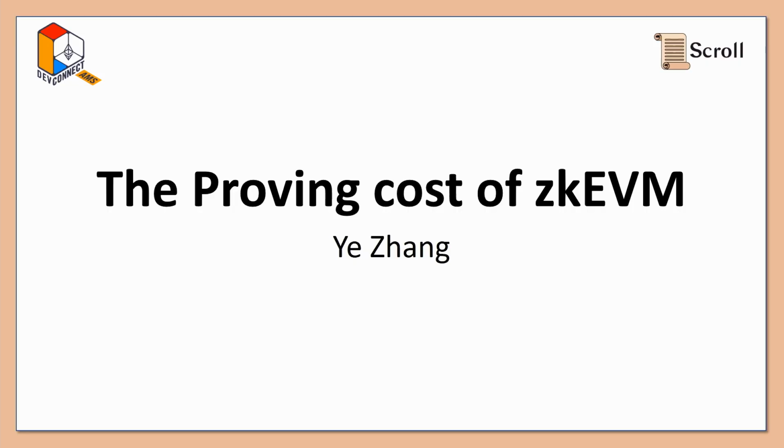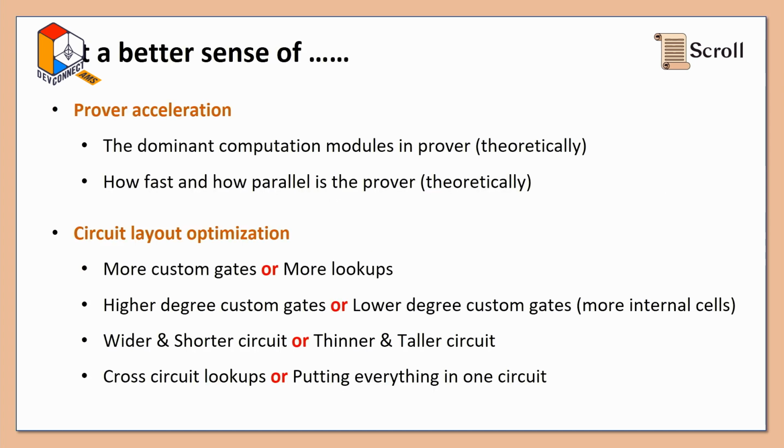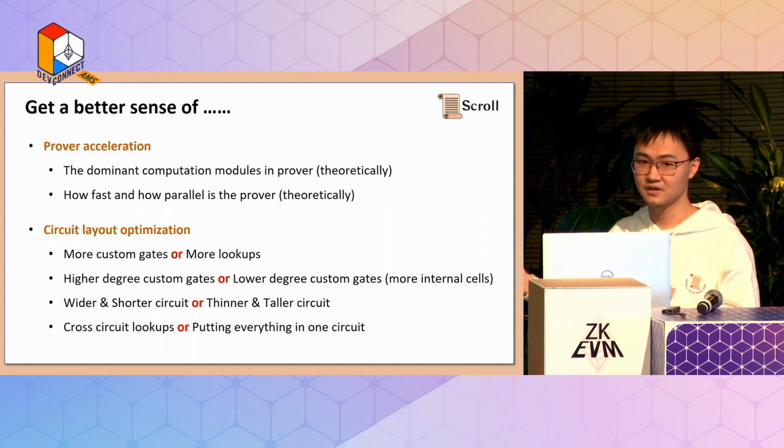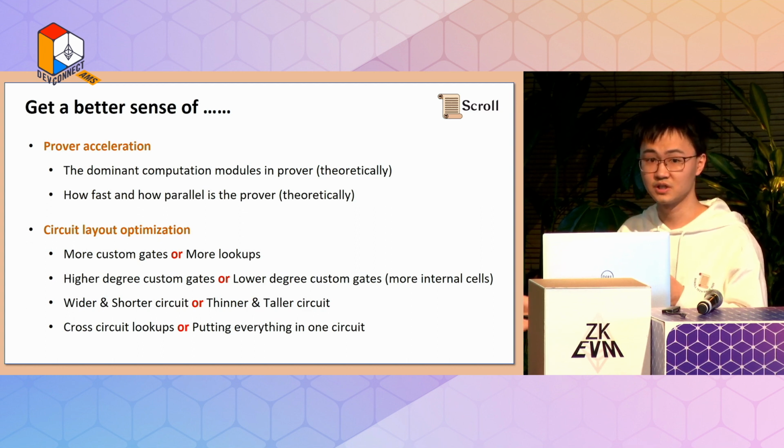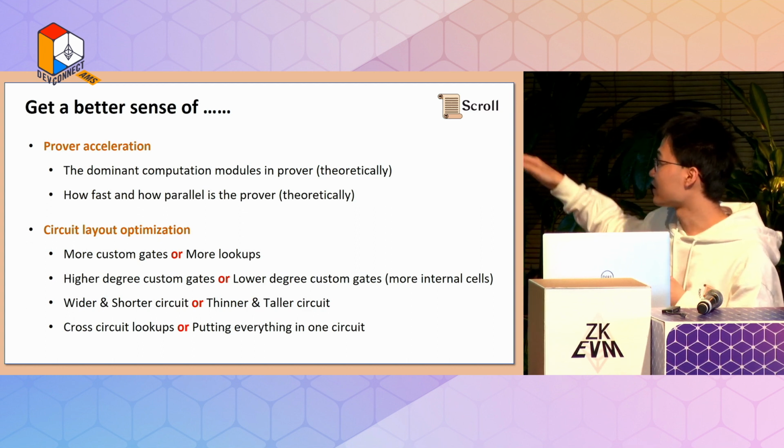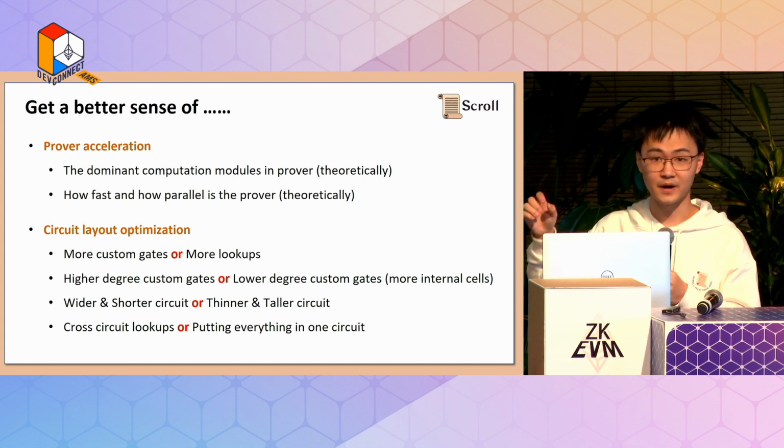Today, I'd like to talk about the proving cost of ZK-EVM. It has two goals. One is to give you a better sense of the proving cost, because generating a proof for ZK-EVM really suffers. You need to figure out the dominant computation module in the prover, and theoretically how many FFTs and how many multiscalar multiplications you need for generating this proof. Then you can figure out how fast and how parallel your prover can really be.